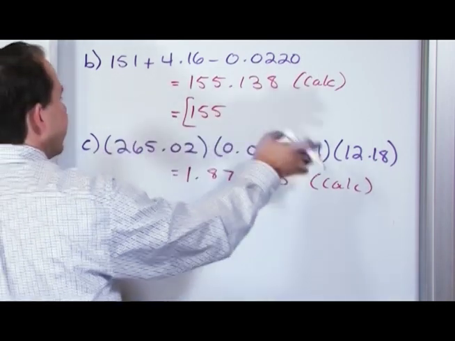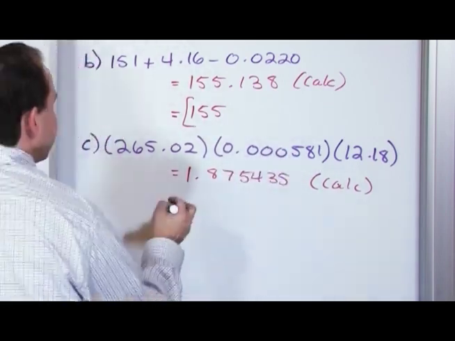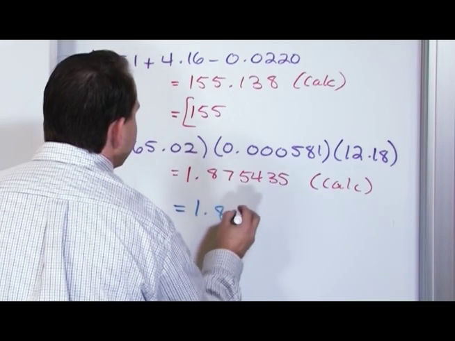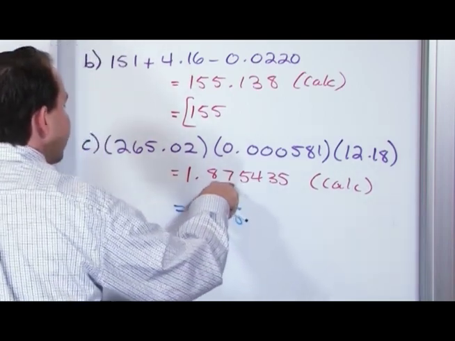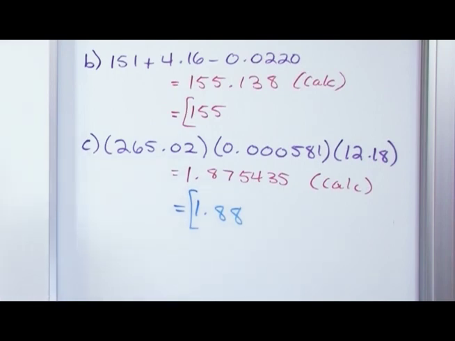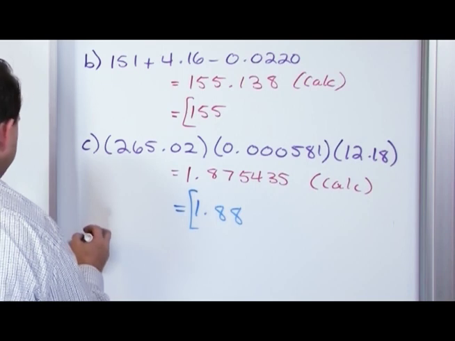So the smallest of these is the 3 significant figures here, so we want to round to 3 significant figures, 1.88. This is a 5, so we round this up to 8. We have 3 significant figures in our final answer, and that is the answer. Okay? Let's do one more problem.